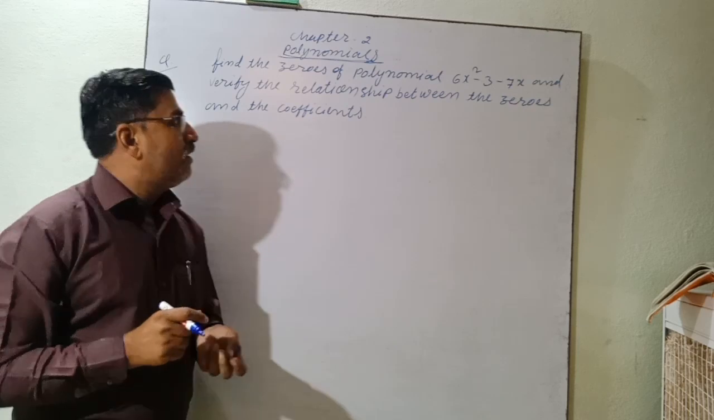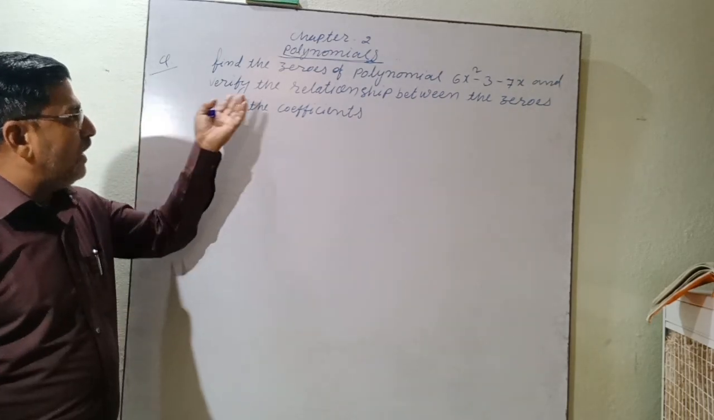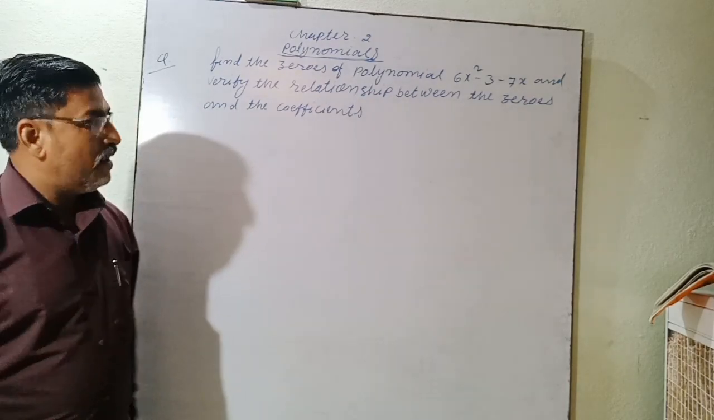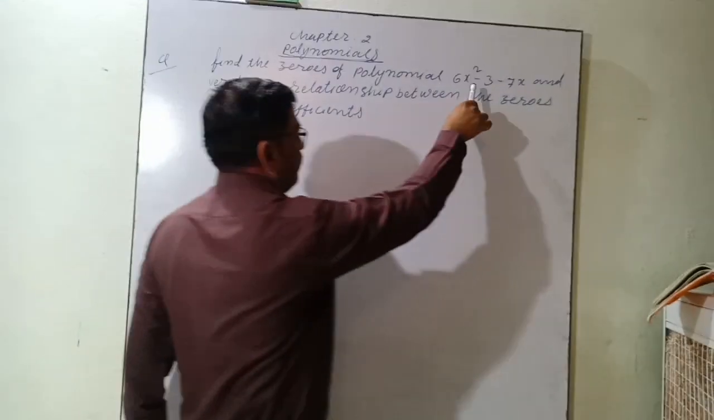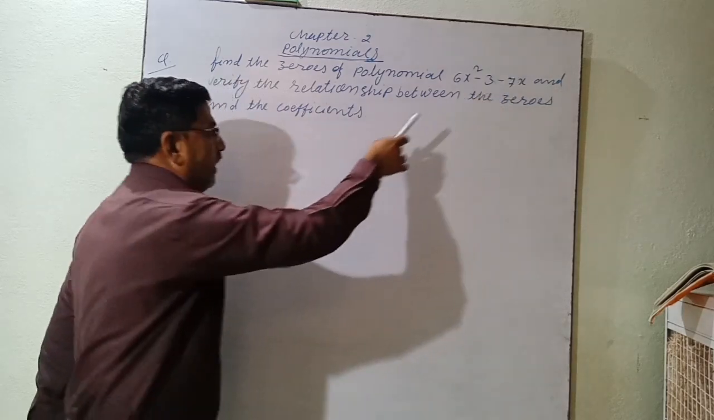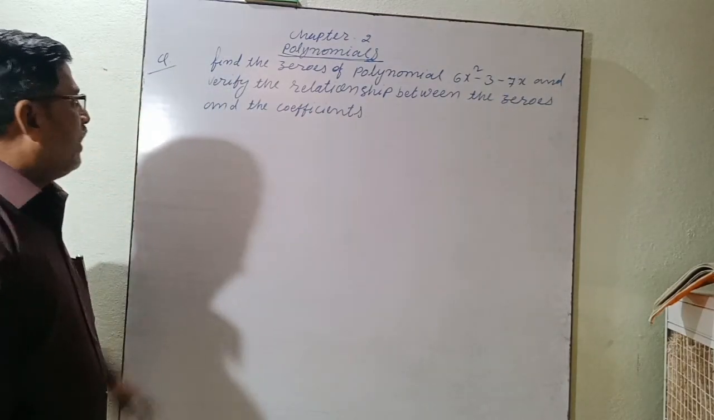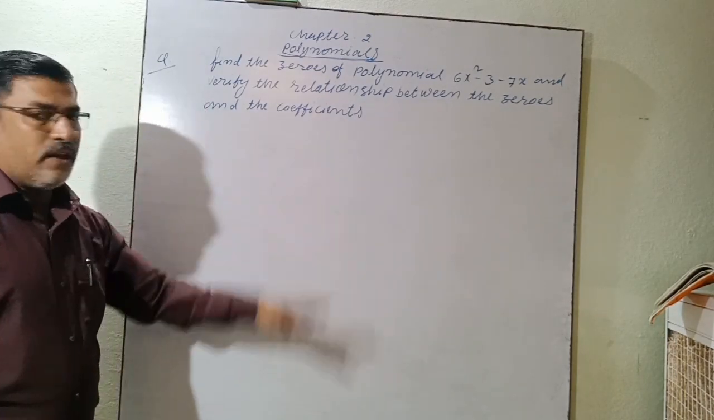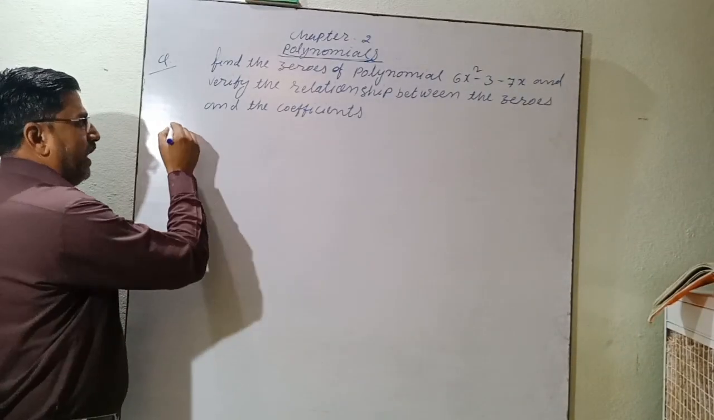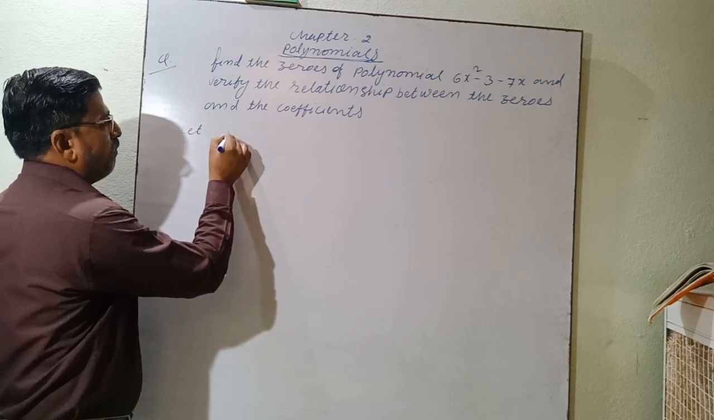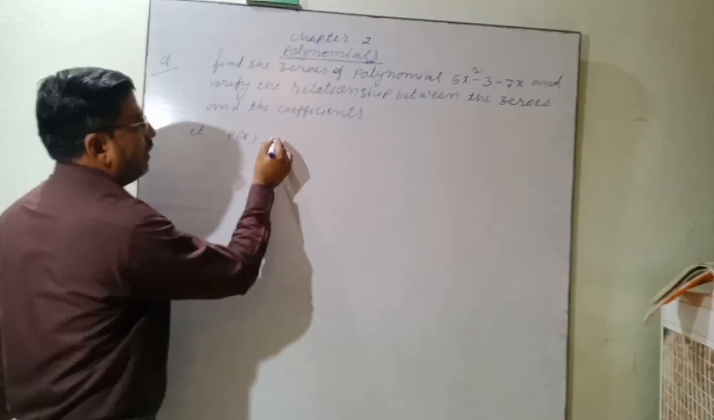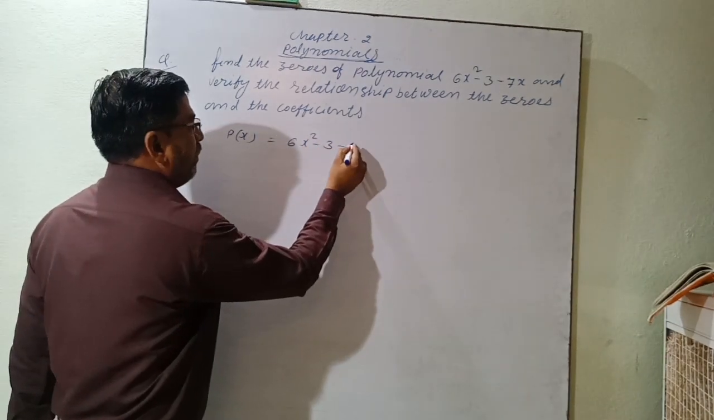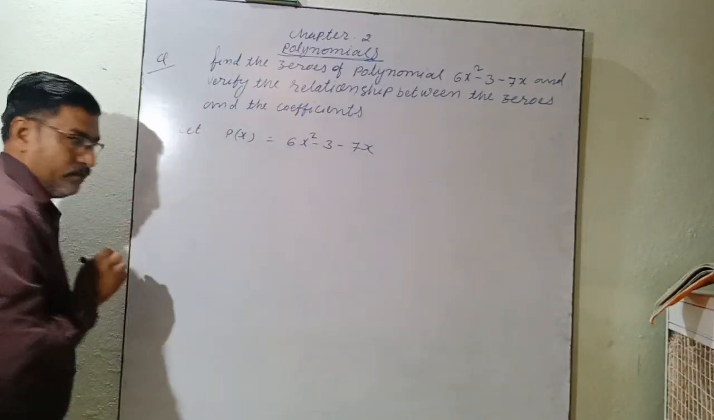And today we verify the relation between zeros and the coefficients. Now, for example, 6x square minus 3 minus 7x, and verify the relationship between zeros and the coefficient. Now, let p(x) is equal to 6x square minus 3 minus 7x.